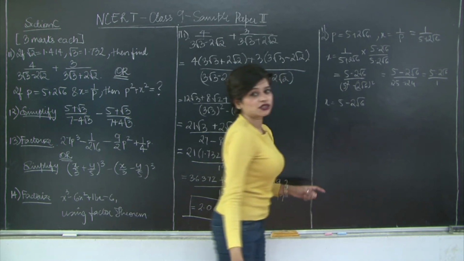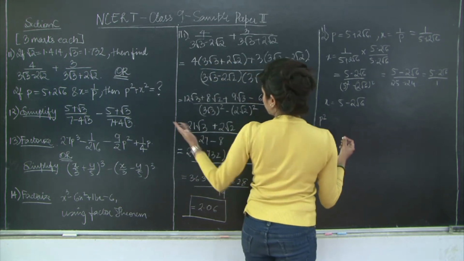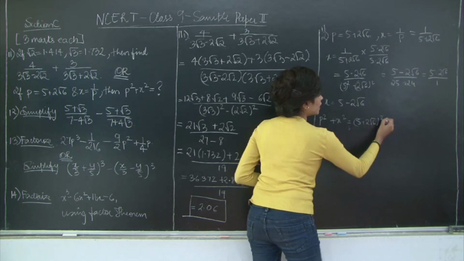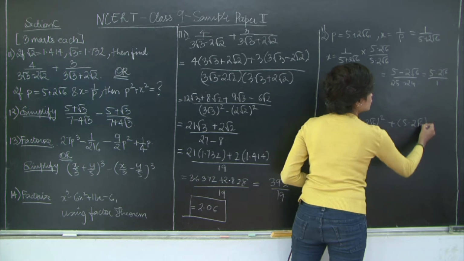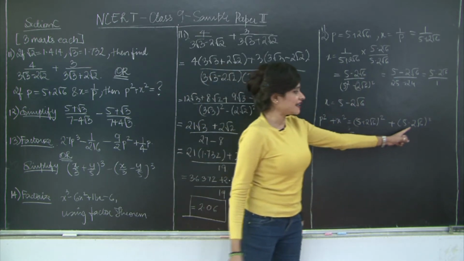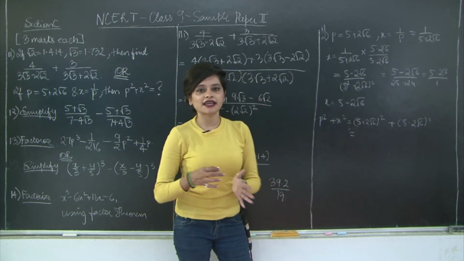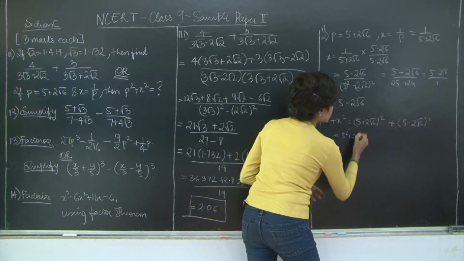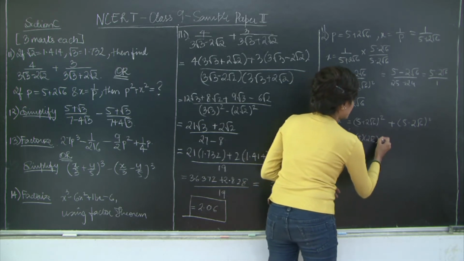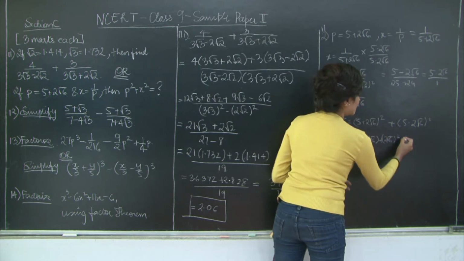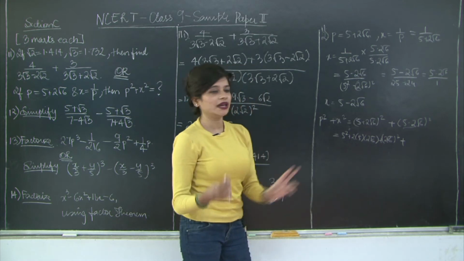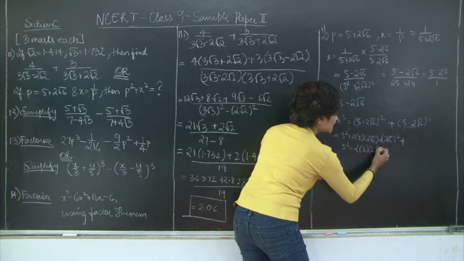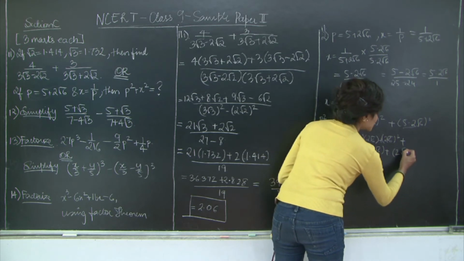So you have p and you have x, we can find p square plus x square. That's what we need to find, right? So p square plus x square is going to be 5 plus 2 root 6 the whole square plus 5 minus 2 root 6 the whole square. Now this is a plus b the whole square and a minus b the whole square. So a plus b the whole square we know is a square plus 2ab plus b square. So this is going to be equal to 5 square plus 2 into 5 into 2 root 6 plus 2 root 6 the whole square, plus this term now. So a square minus 2ab plus b square. So again this will be 5 square minus 2 into 5 into 2 root 6 plus 2 root 6 the whole square.